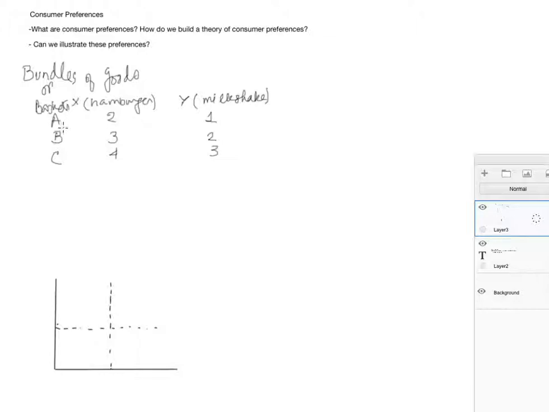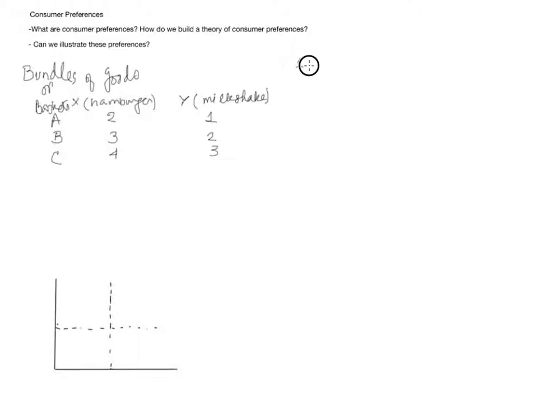So for instance, bundle A or market basket A has 2 hamburgers and 1 milkshake. Bundle B has 3 hamburgers and 2 milkshakes, and so on. Now we are going to theorize how the consumer's preferences look for these 3 bundles. Once we know that, we can extend that case to other different bundles. Okay, so let's consider these terms that are used to define consumer preferences.